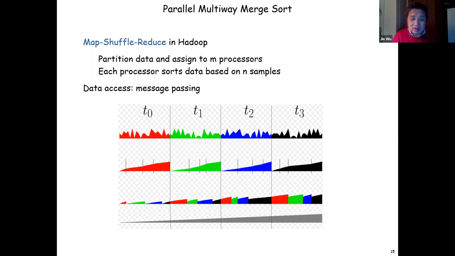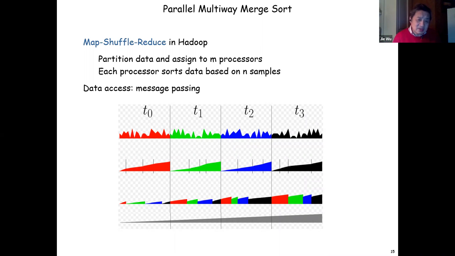The idea is using so-called message passing. Message passing means that when data is on one side, you have to send data to the other side. So that's why they call it shuffle. You shuffle the data. In reality, it depends on how you structure the data center. You can imagine those T0, T1, T2, T3 like servers, connected by switches. So you need to send data over a very fast switch or network. So this is one.